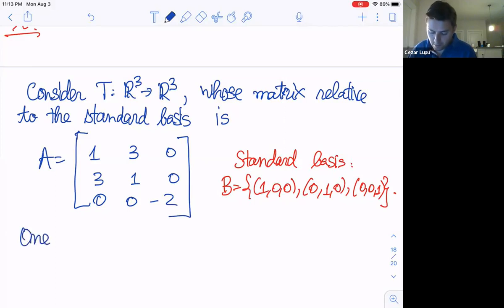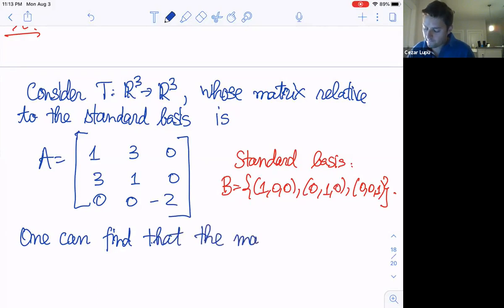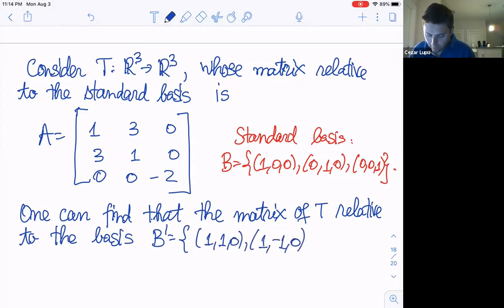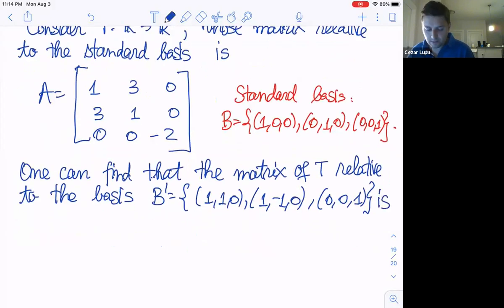One can find that the matrix of T relative to the basis, let's say B prime, and I think the basis was (1, 1, 0), (1, negative 1, 0), and the last one was (0, 0, 1), right? Is the diagonal matrix.